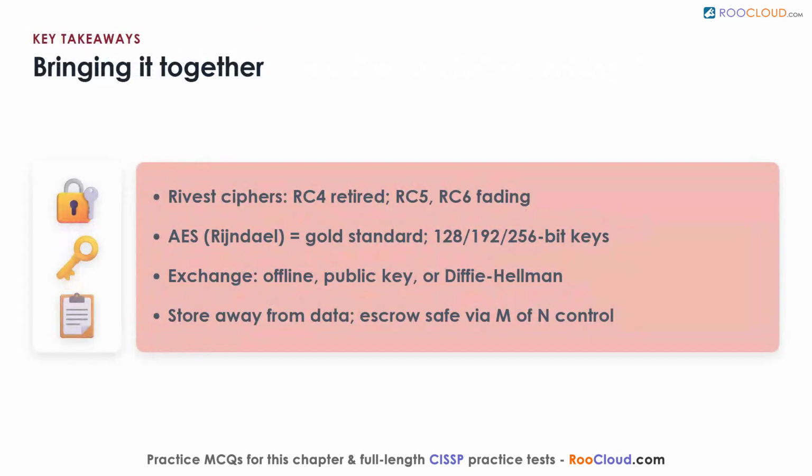So let's bring it together. The Rivest ciphers show mixed fates, with the old stream cipher retired and the others fading. The advanced encryption standard, built on Rivest, is the modern gold standard, with its 128, 192, and 256-bit keys. You exchange secret keys through offline handoff, a public key channel, or Diffie-Hellman.